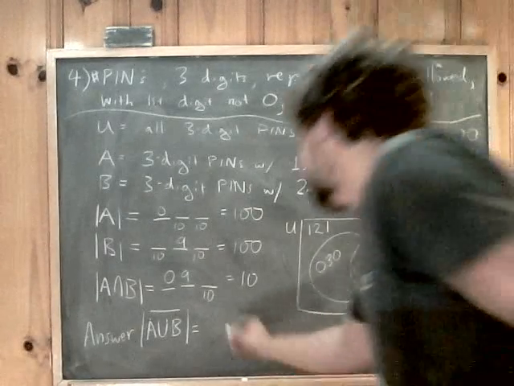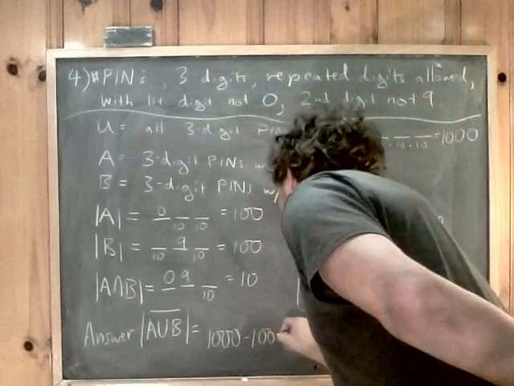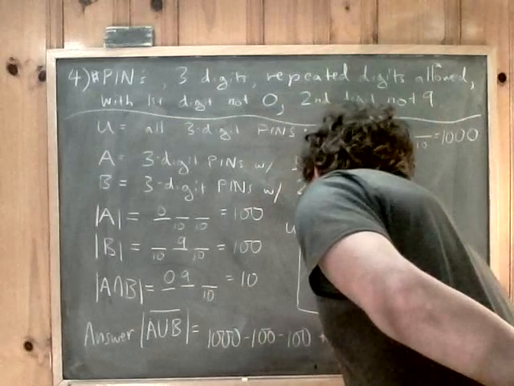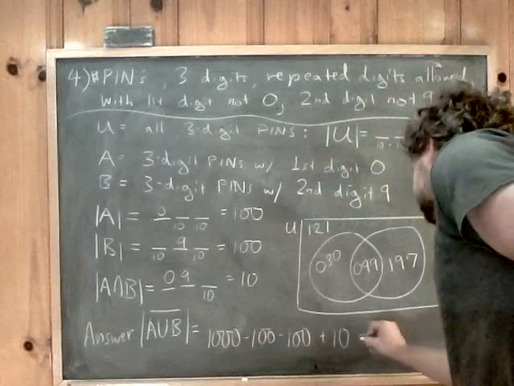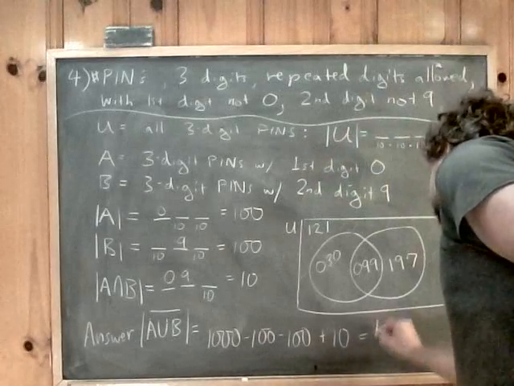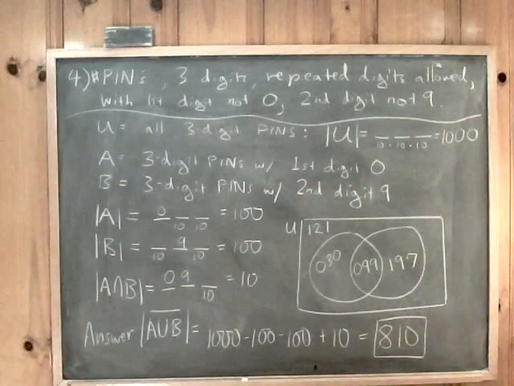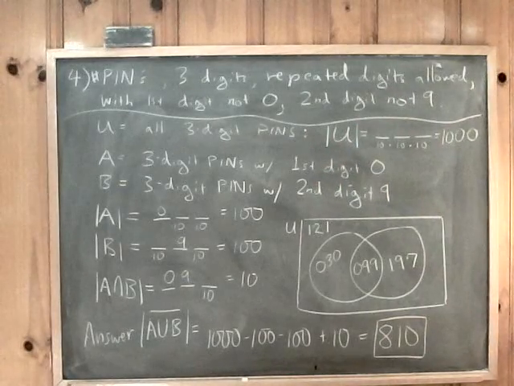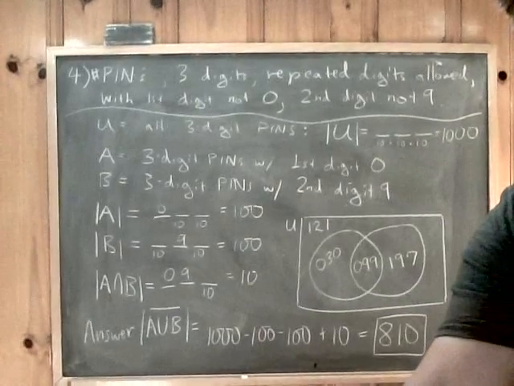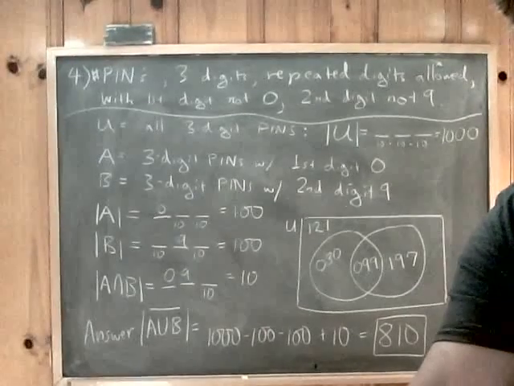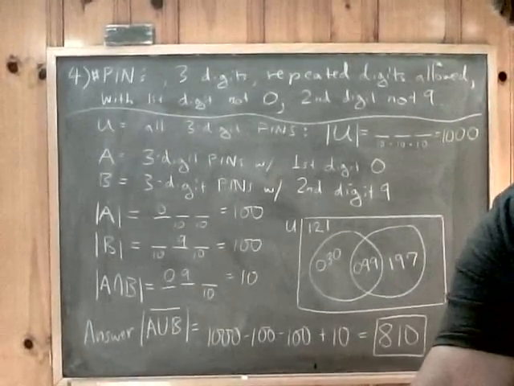So it's, for this problem, 1,000 minus 100 minus 100 plus 10. So we get 810 total possible answers. So that's an interesting comparison to some of the previous ones where we had repeated digits this time, and in the previous problems we had no repeated digits.